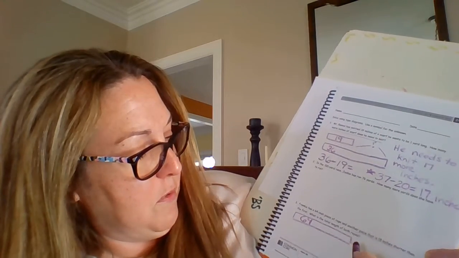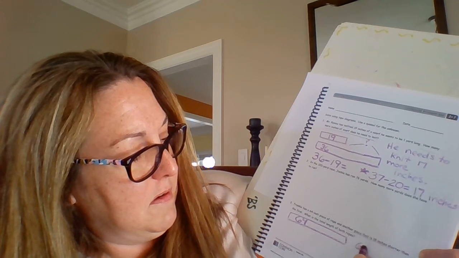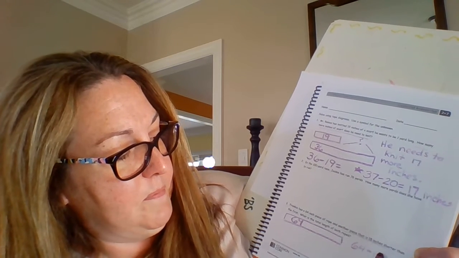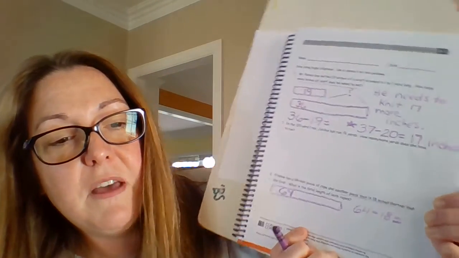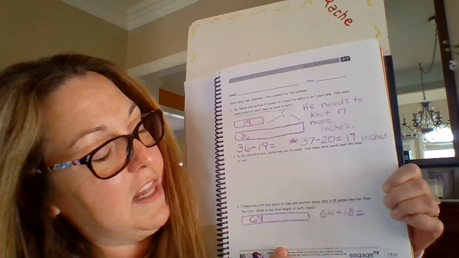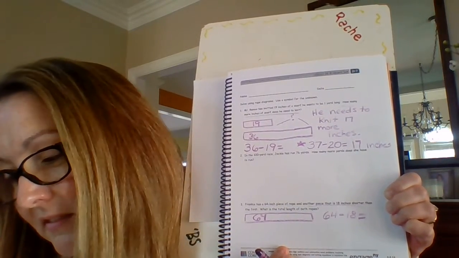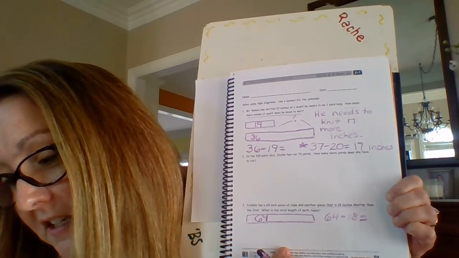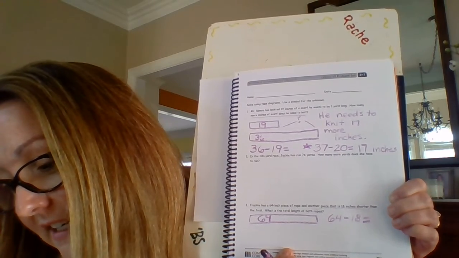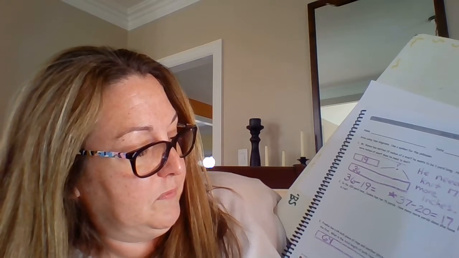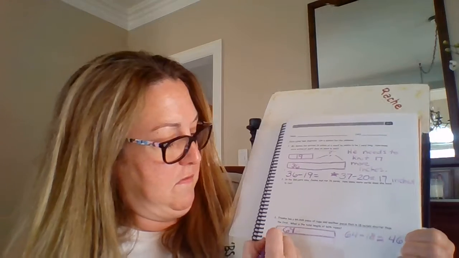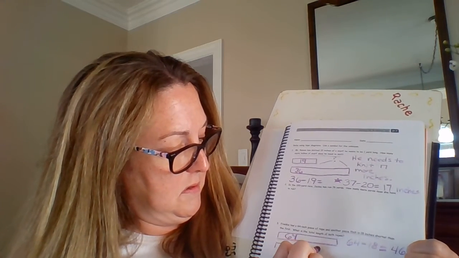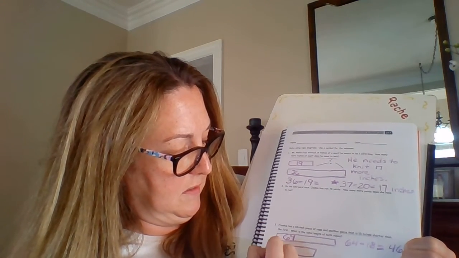Let's go 64 minus 18. So you think about that. Solve it right now, and then I'll write in the answer. Okay, 64 minus 18 is 46. 46 inches. So that then meant that this second piece of rope is 46 inches.